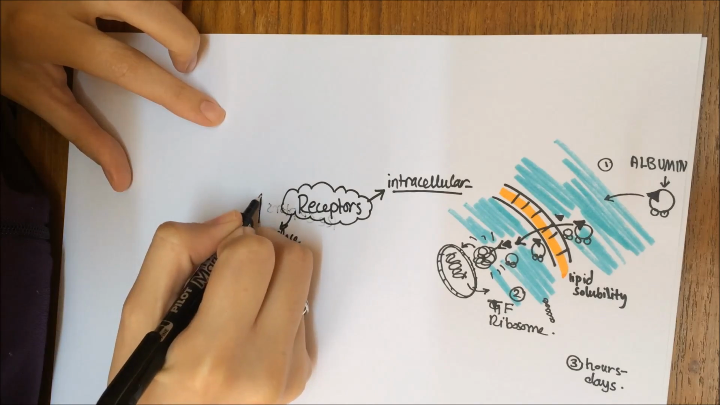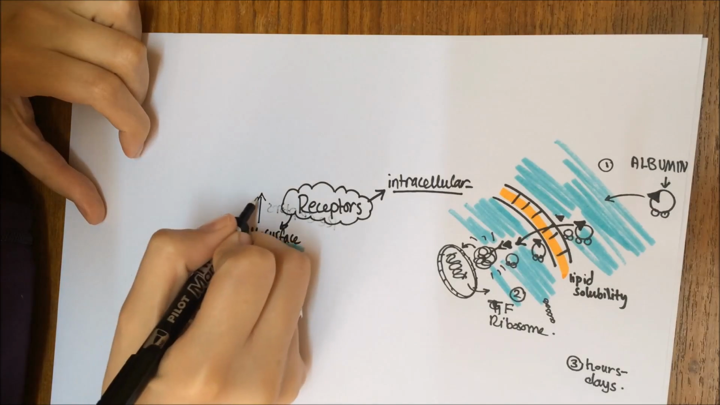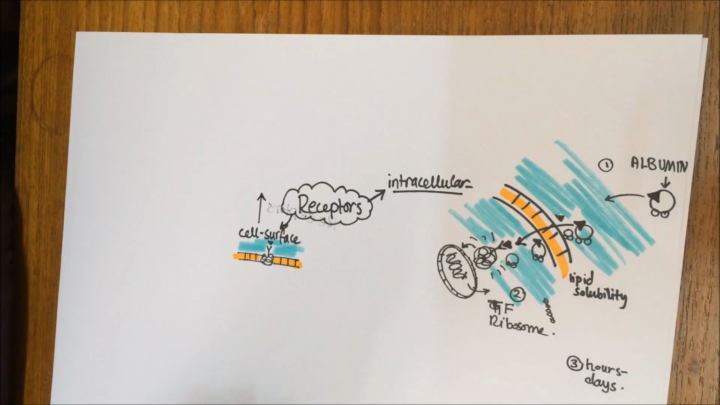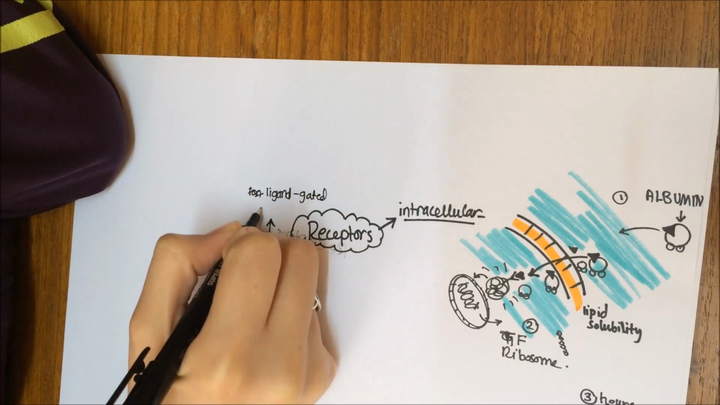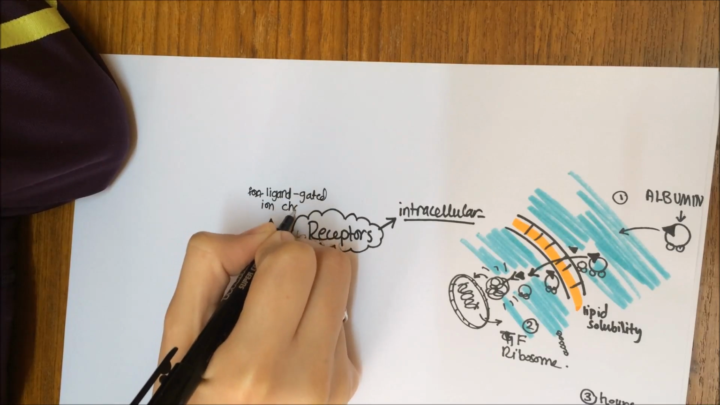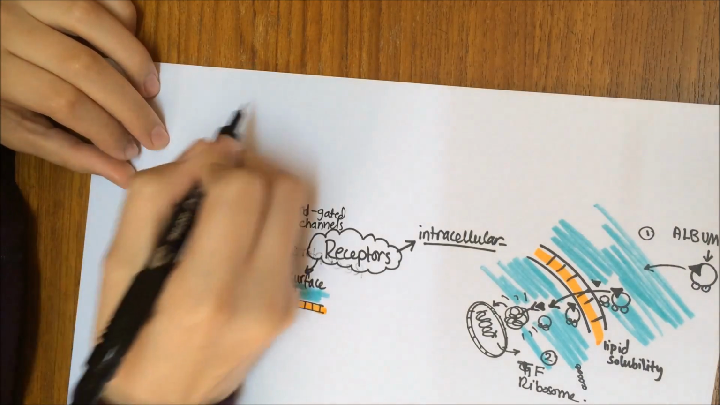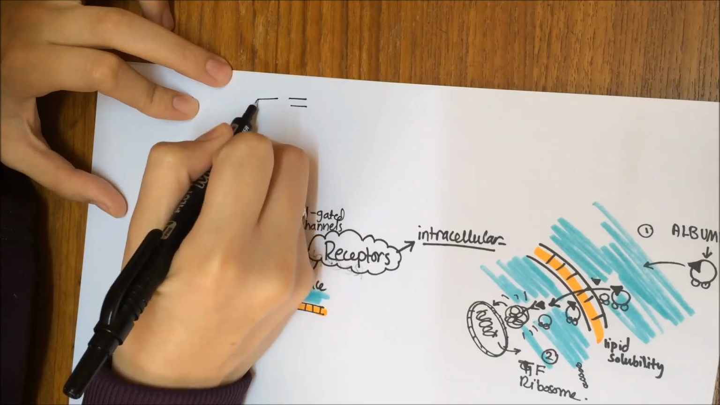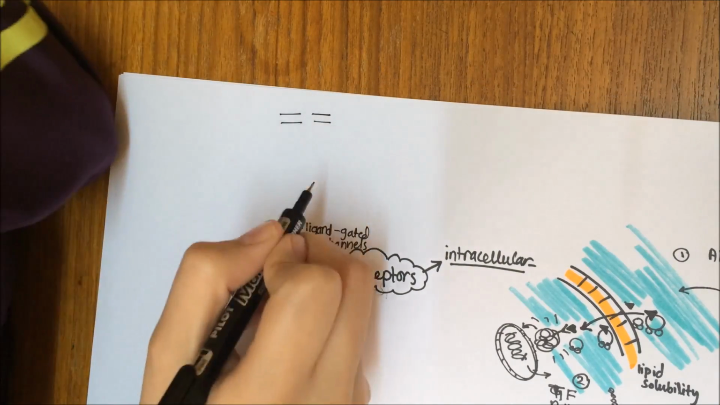Now in this category, we have three families. Okay, the first one and the simplest one is the ligand-gated ion channels. What do we mean by this? Okay, it's clear.